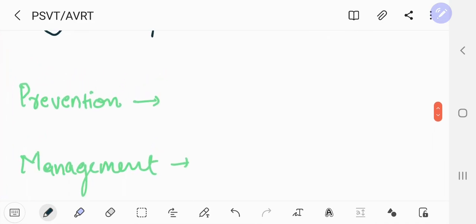Okay, now how do you prevent PSVT? Prevention of PSVT can be done by giving the patient verapamil. This is a calcium channel blocker.